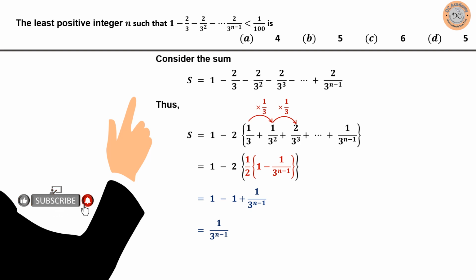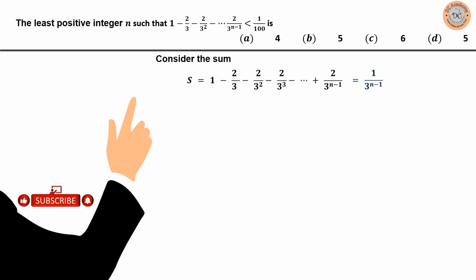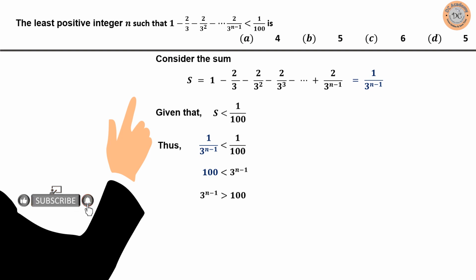Now our next part is how we solve the inequality. Here it is given that the sum S is less than 1 by 100. So it is obvious that 1 by 3 to the power n minus 1 is less than 1 by 100. Doing the cross multiplication, we find 100 is less than 3 to the power n minus 1, and thus 3 to the power n minus 1 must be greater than 100, and hence 3 to the power n is greater than 300.